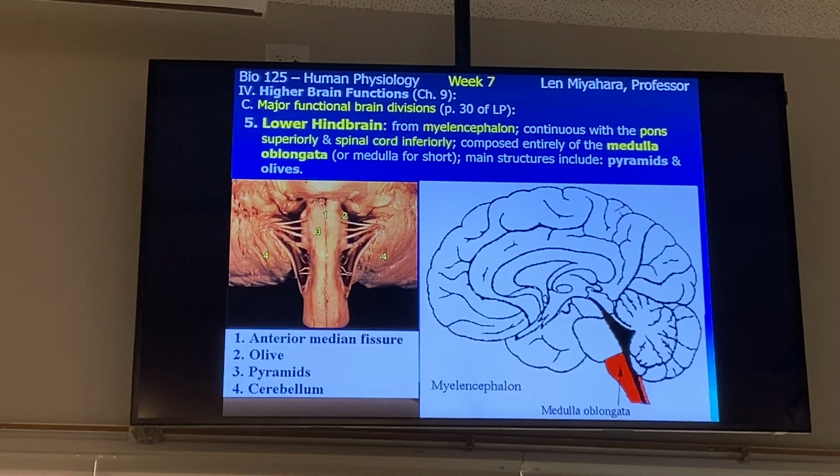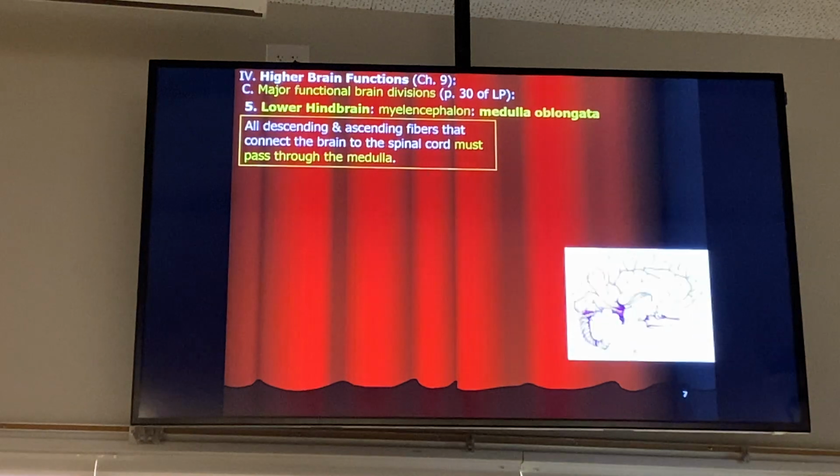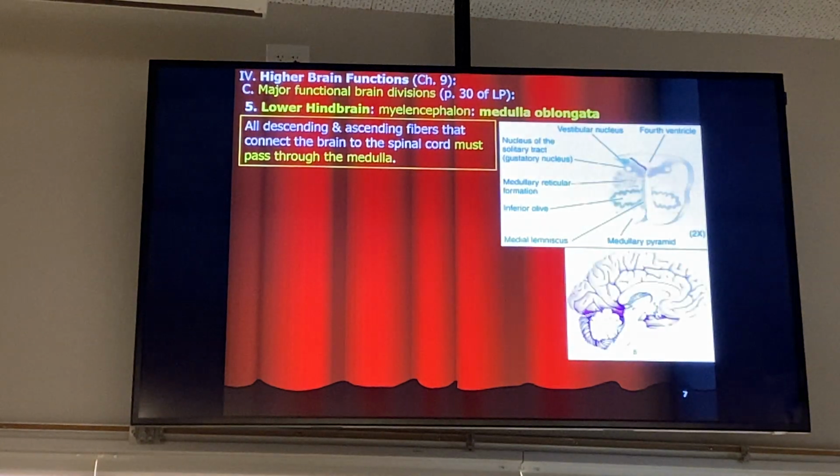Then if you look at olives, if you take an olive, slice it in half, and stick a half olive on one side and stick a half olive on the other side, that's number 2. Everybody got it? And again, this is continuous with the spinal cord. Ascending and descending tracts. Also more on the posterior.